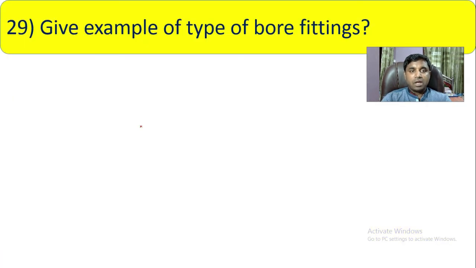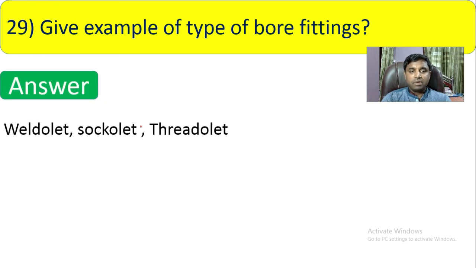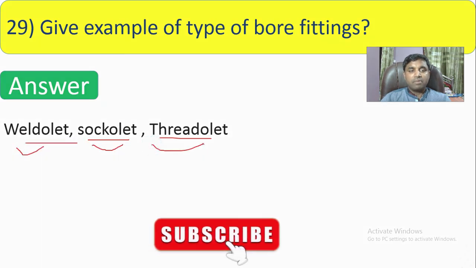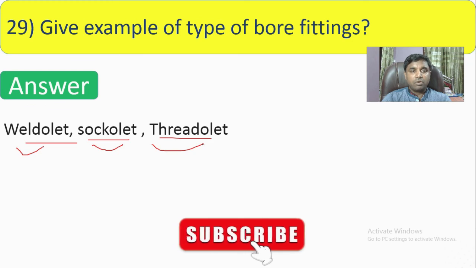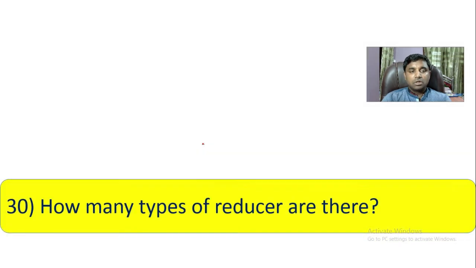Question number 29. Give example of types of bore fitting. So bore fitting, you have to understand, bore means there is a thread. So weldolet, sockolet, threadolet. These are called the weldolet, sockolet, threadolet, all coming under bore fitting.